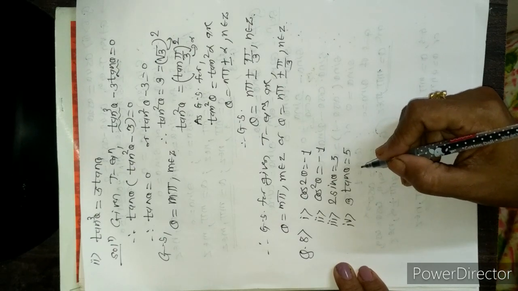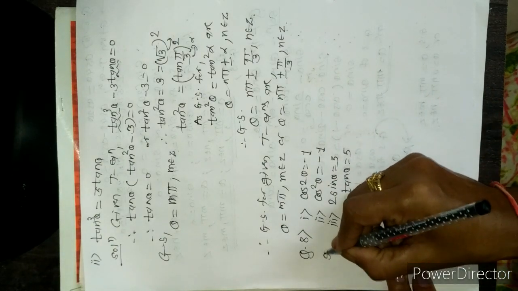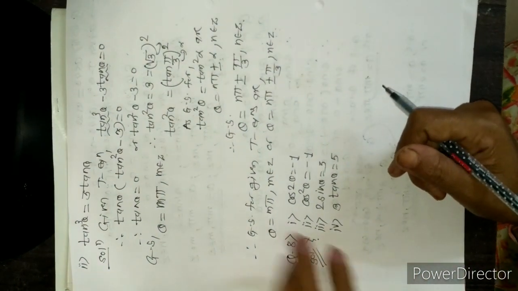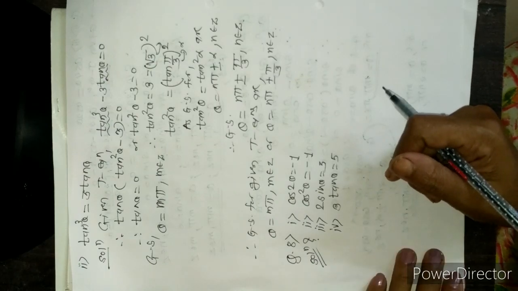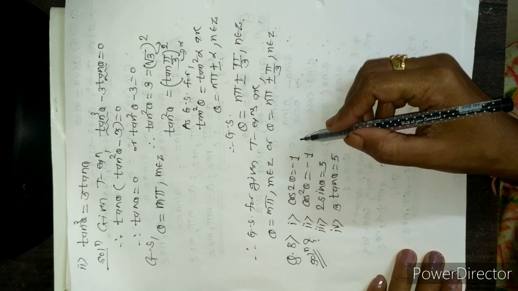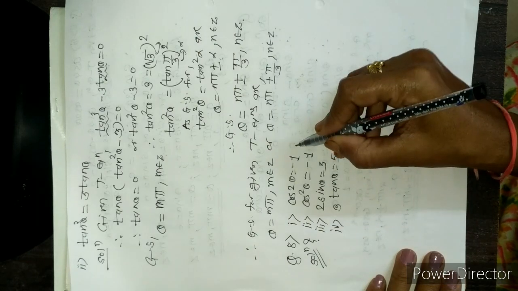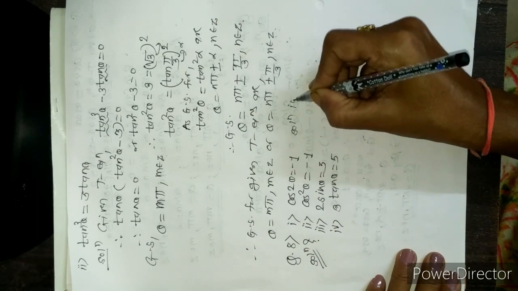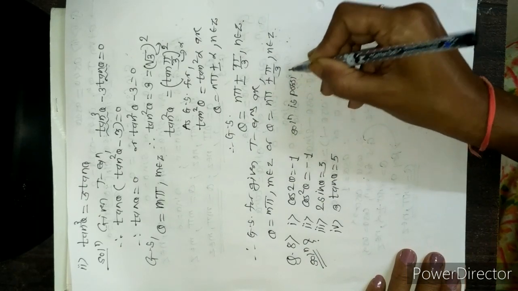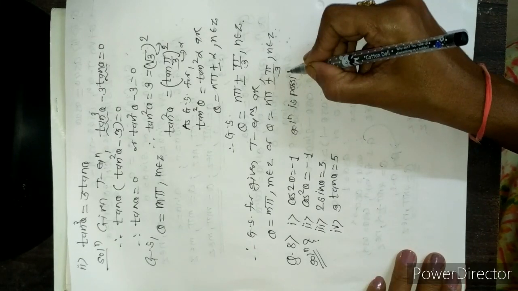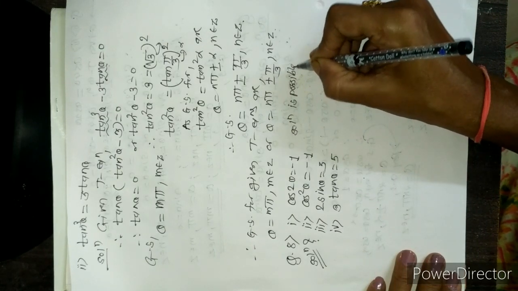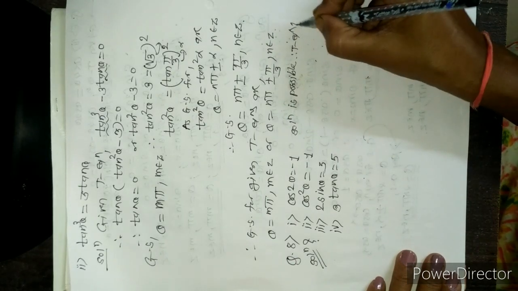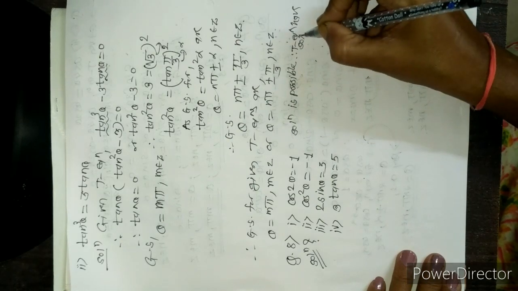Now, which of the following equations have a solution? No doubt these are all trigonometric equations, but for which equation is a solution possible? So we take the first equation, for which a solution is possible. This trigonometric equation has a solution.